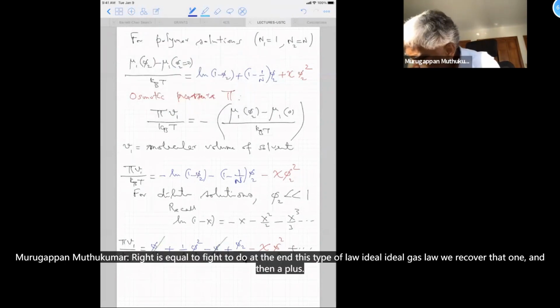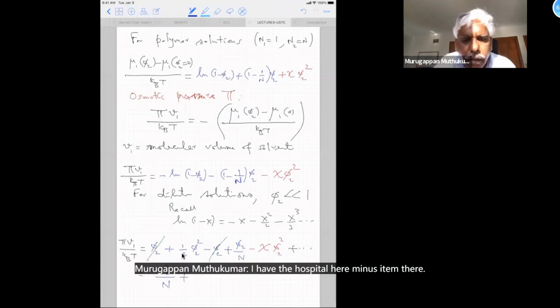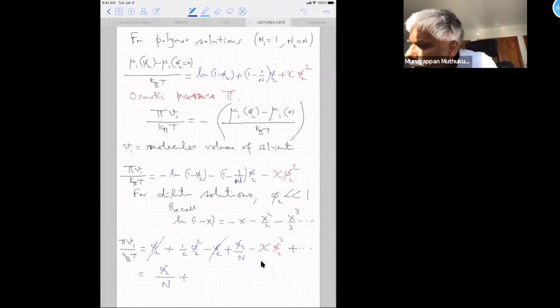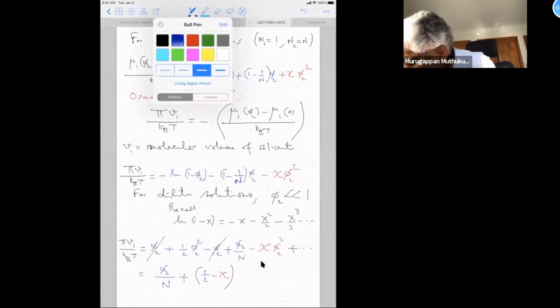Right? This is equal to phi 2 divided by n. This is Van 't Hoff's law, the ideal gas law. We recover that one. And then a plus, I have a half term here minus chi term there. Okay, so what I get is half minus chi, phi 2 squared.